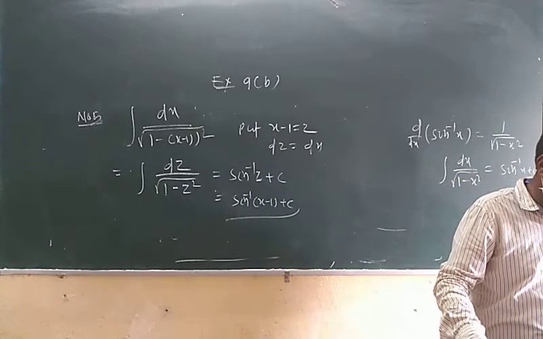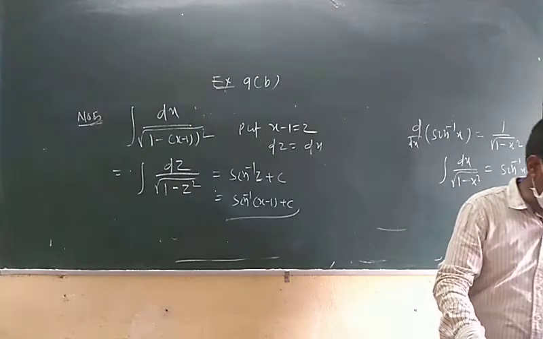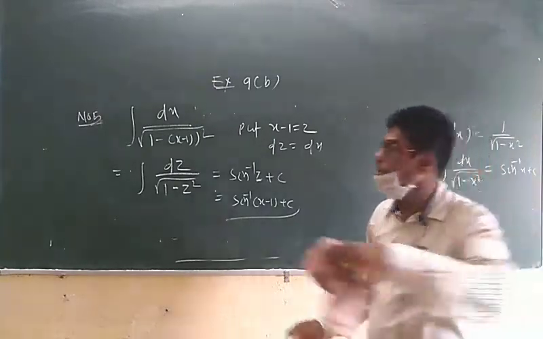Similarly, number iv, taking ln x is equal to z. Numbers iv and v I have also solved already.